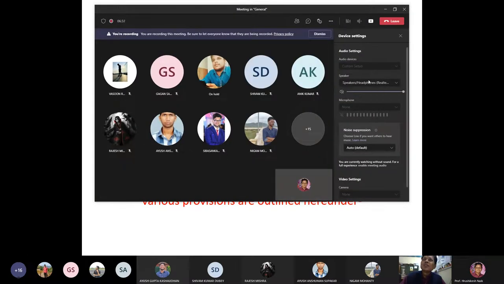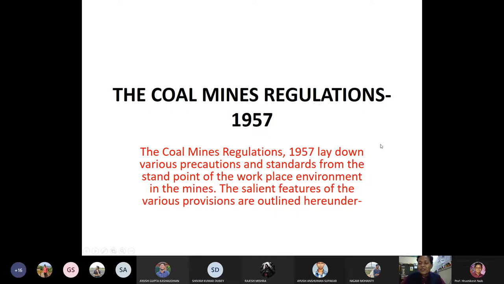So today we are going to discuss the Coal Mines Regulations 1957. You know that the Coal Mines Regulation is applicable to all the coal mines operated in India. All the coal mines are governed by the regulation of 1957, which is called the Coal Mines Regulation. The Coal Mines Regulation 1957 was laid down and various precautions and standards were framed from the standpoint of workplace environment in the mines. So the working environment in underground coal mines or surface mines is governed by the Coal Mines Regulation.